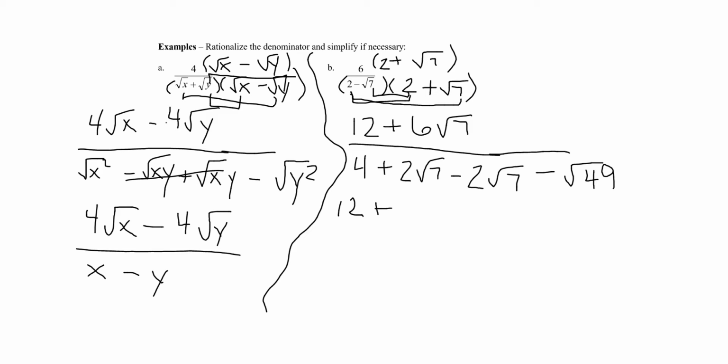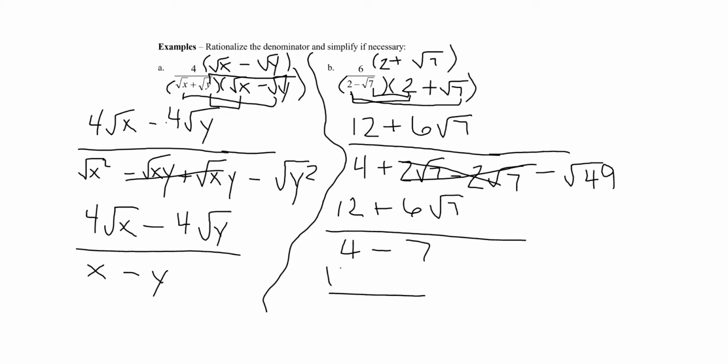Okay, when we simplify, on the top, they're not like terms. I can't do anything other than just rewrite it. On the bottom, we have our 4. Then remember, our middle two terms. Look, I have a positive 2 square root 7 and a negative 2 square root 7. They cancel out. The square root of 49 is 7. So we have 4 minus 7. And then when I further simplify that, we'll have 12 plus 6 square root 7 over 4 minus 7 is a negative 3.